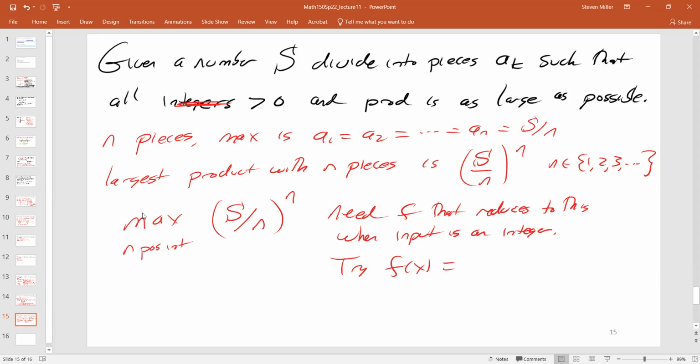So what function will reduce to (s/n)^n whenever x equals n? What's the simplest function you can think of? (s/x)^x. And we're going to see stuff like this again when we do convergence of sequences and series later in the semester. So that's another reason why I want to spend time today.